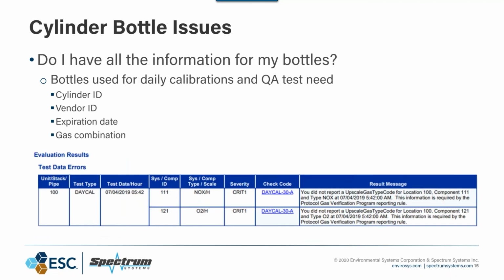As I expressed before, cylinder bottle issues are a very common ECMPS error, just because of missing information. Like I said before, cylinder ID, vendor ID, expiration date, and gas combination, all these little pieces of information, will give you, as we mentioned before, DayCal/30/A, just an example of a DayCal error. So look back and ensure that you're entering the correct information, and you should be able to avoid most of these ECMPS errors. Again, very, very common.